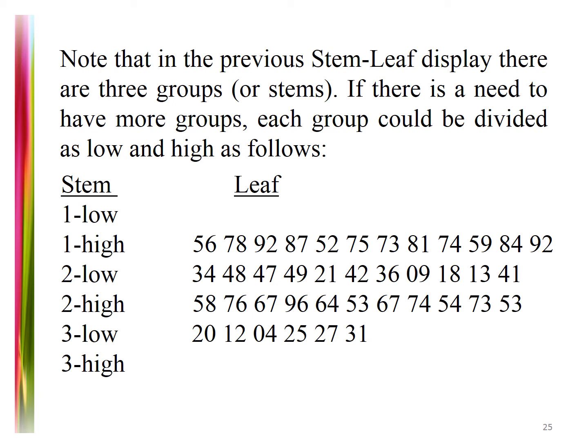In this case we have three groups, so we just split those groups into two groups each. If we have more groups, each group could be divided into low and high. So in this case we consider 100 to 150 as one low, 150 to 199 as one high. Maybe in some situations this is useful. So we call this a double stem and leaf plot. And if you want to divide into three, we can divide into one low, one mid, one high, two low, two mid, two high, whatever.